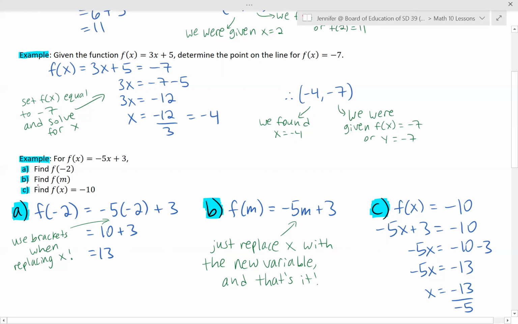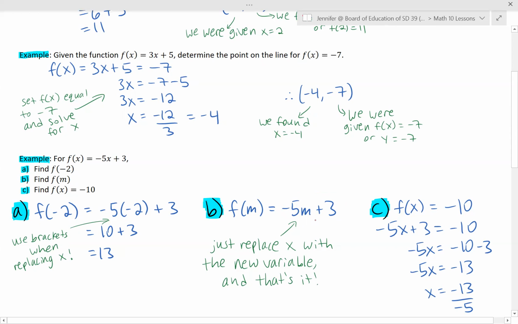Second example, we want to find f of m. So now we don't even have a number that we're replacing it with. We're replacing it with another variable. So this is easier than it sounds. F of m is just the same linear function, except you've replaced x with whatever's in the brackets here, which happens to be m. And then there's nothing else you can do for this. There's no calculation you can do. We just leave it as negative 5m plus 3.